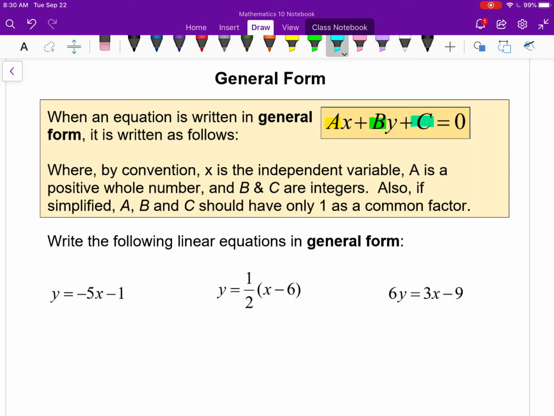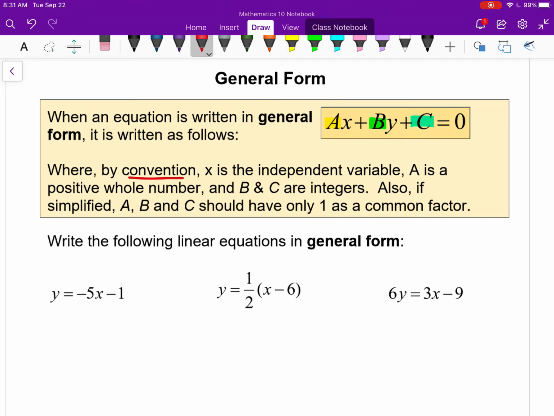And therefore, it all equals 0. Bring everything to one side of the equation. If we're using the variables x and y, we generally write them in alphabetical order, and then our constant is last. Remember, you can rearrange an equation any way you want. By convention means it's not a mathematical law. It's just a rule that we follow here on Earth.